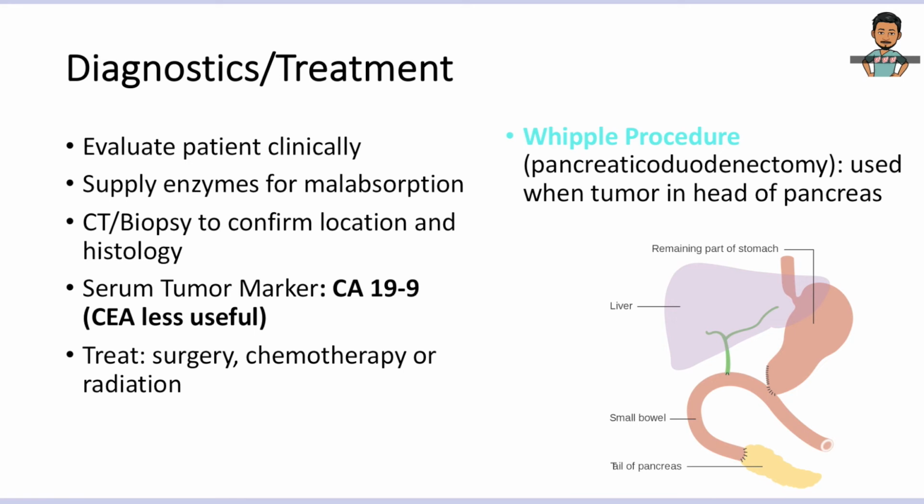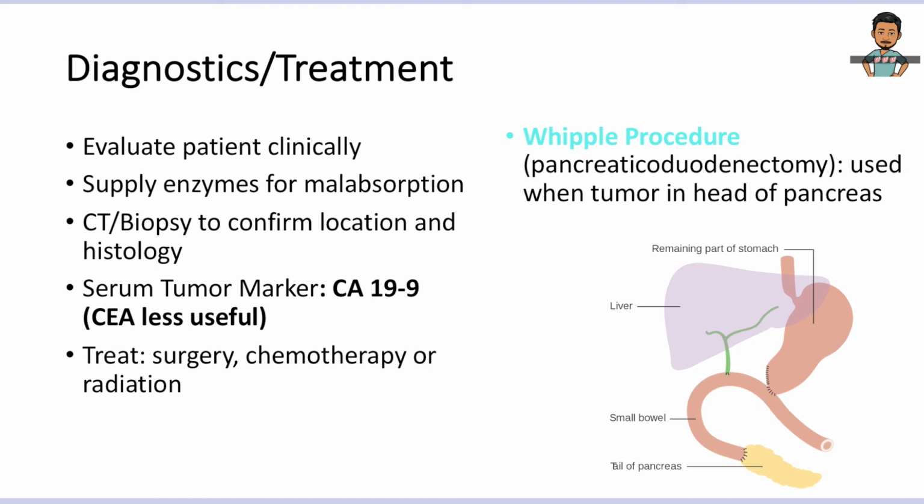So the treatment is going to be you supply the enzymes for malabsorption, a supportive treatment. But if the tumor is large and it's causing discomfort, it's causing jaundice, and if it's in the head, you can go on with surgery, and of course chemotherapy and radiation for all cancers.